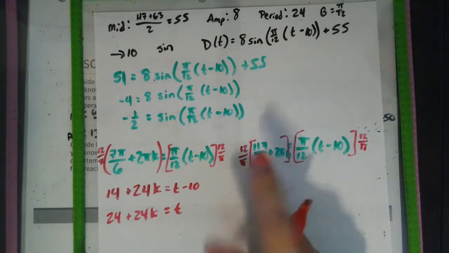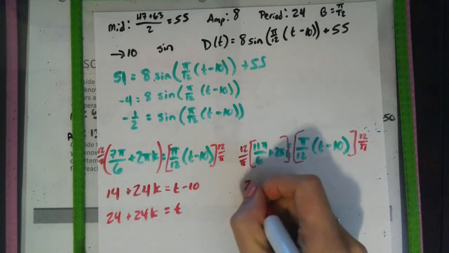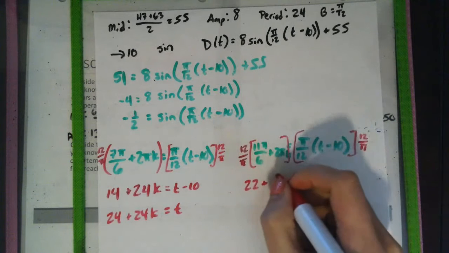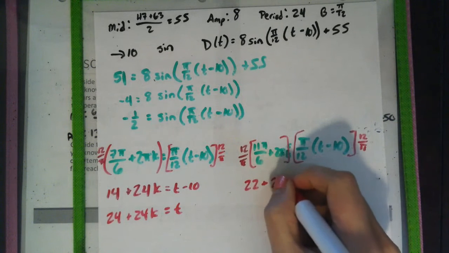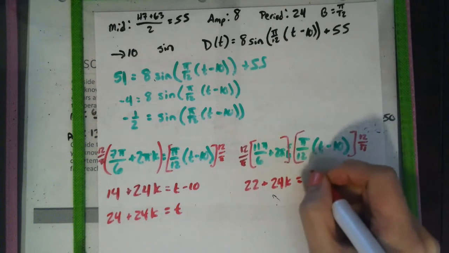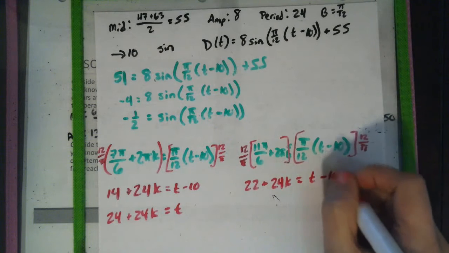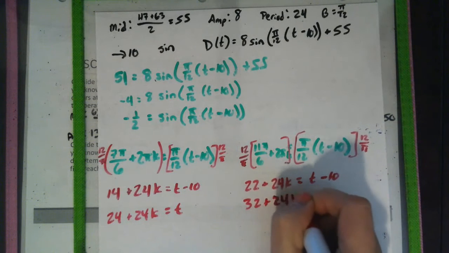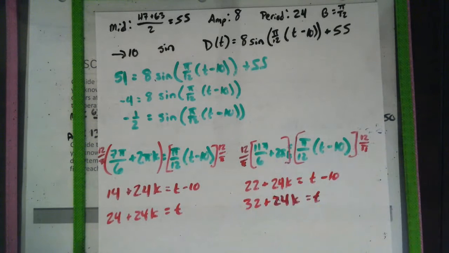In the first fraction, the pi's cancel. I'm left with 22 plus 2 pi times 12 over pi, which is 24. And then we still have our k is equal to t minus 10. If I add the 10 over, we get 32 plus 24k is equal to t.